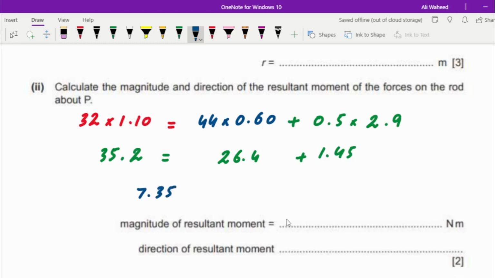So what is the magnitude of the resultant moment? 7.35, or if you want to write it in 2 SF, it would be 7.4. And what is the direction of the resultant moment? You see, there was more moment anti-clockwise than there was clockwise. So the direction of the resultant moment would be anti-clockwise, because the moment anti-clockwise was greater than the moment clockwise.